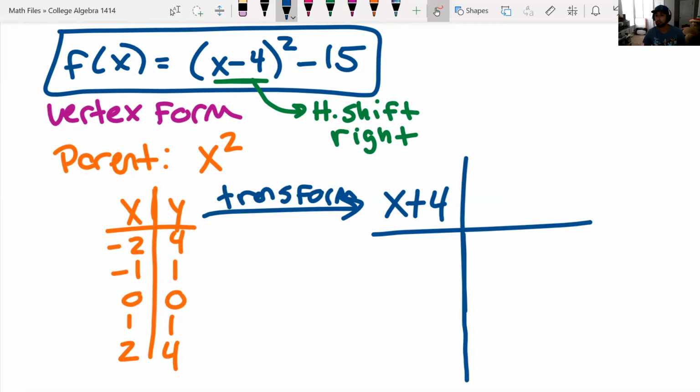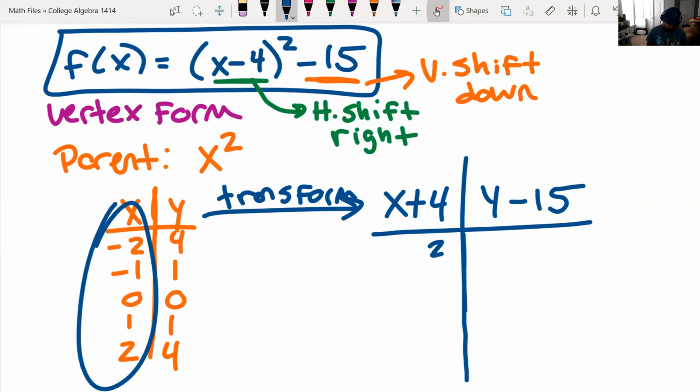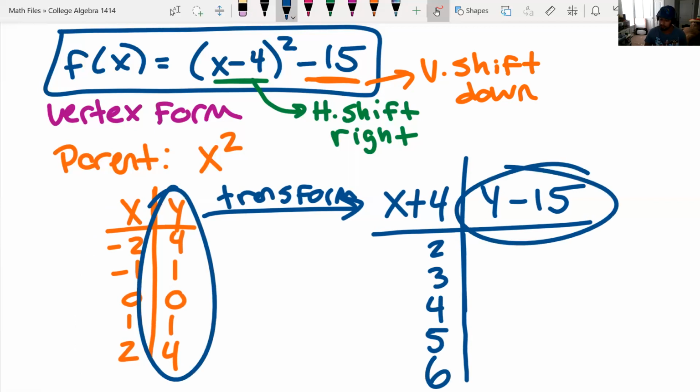And then for my y values, well, let's look at that. This minus 15 is what type of transformation? This is a vertical shift down. This means that from your parent function, you're going to take all the y values from the parent function and subtract 15. So let's do it. We are transforming, so we'll start with x, add 4 to all these x values, and you'll get 2, 3, 4, 5, 6.